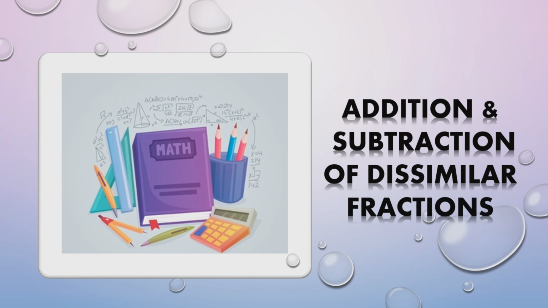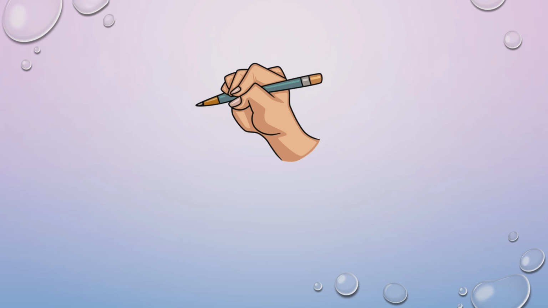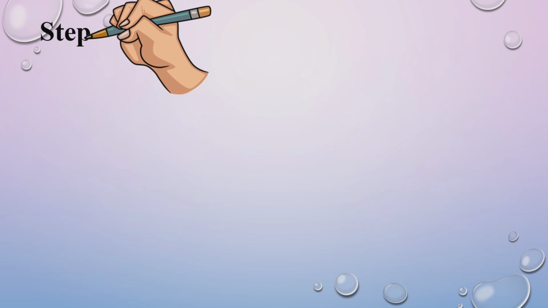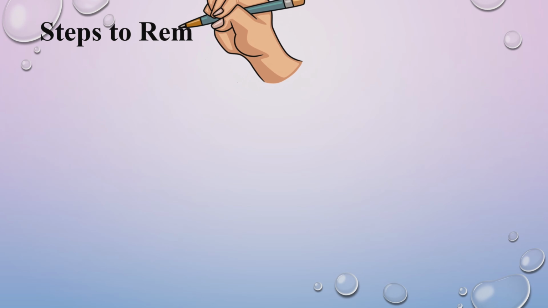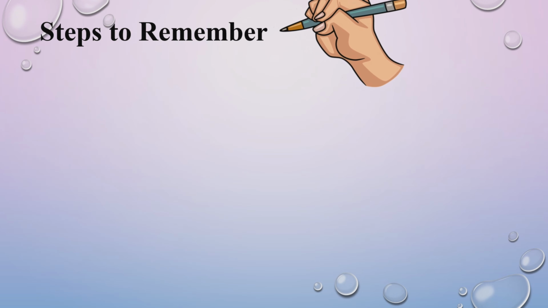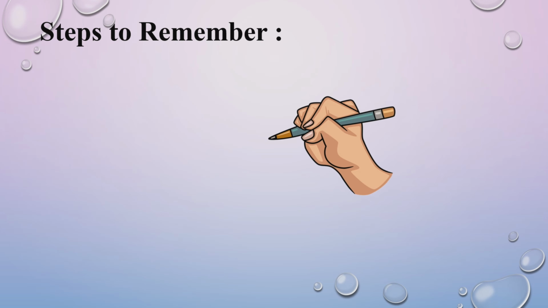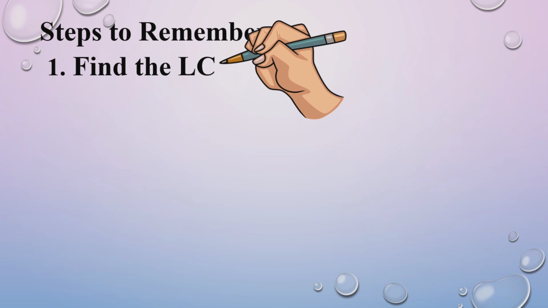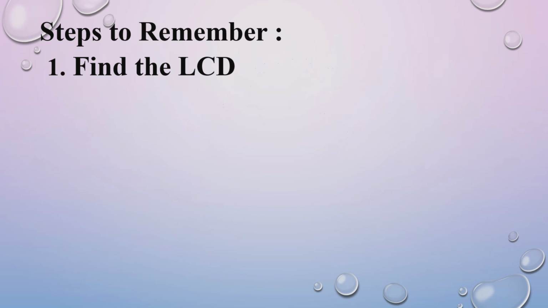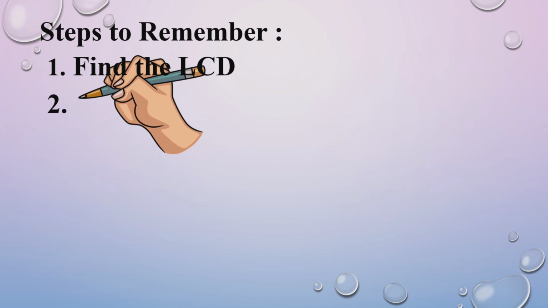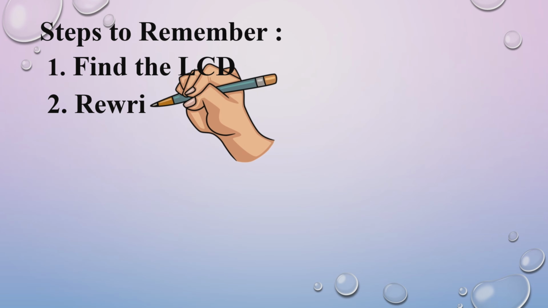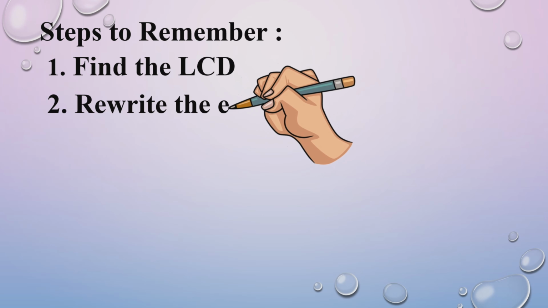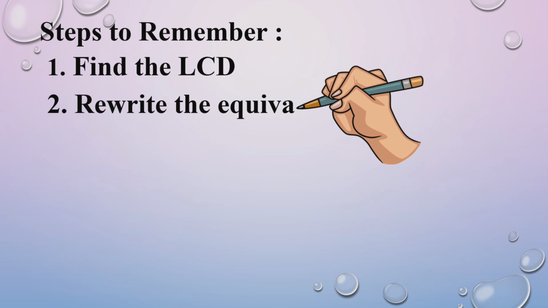And for today's lesson, we will be discussing addition and subtraction of dissimilar fractions. Before we start our lesson, these are the steps to remember. Number 1. Find the LCD, or known as the least common denominator. And for number 2, rewrite the equivalent fraction.